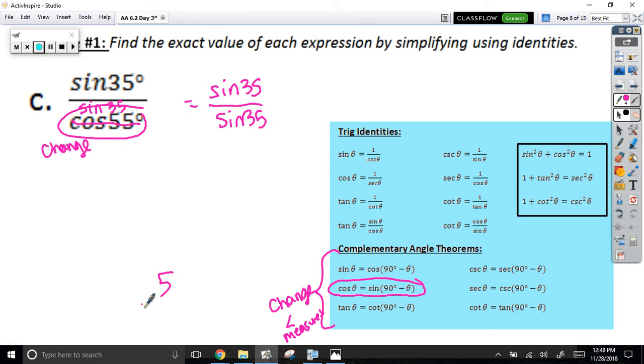Just like if I had 5 over 5. 5 divided by 5 is 1. Sine 35 divided by sine 35 is 1. Some students will cross them out and tell me the answer is 0 because they're like, nothing's left. But that's not true. There's always like a 1 hanging out in front.